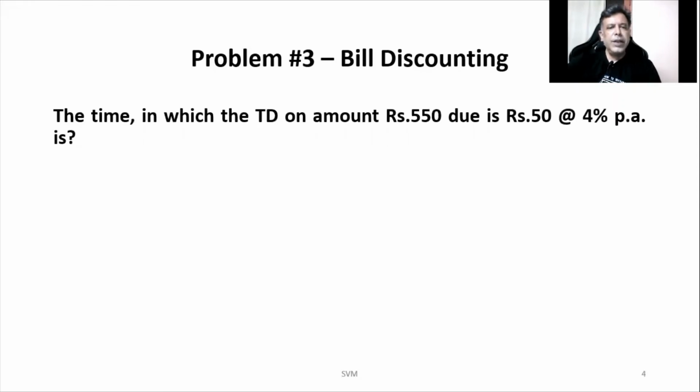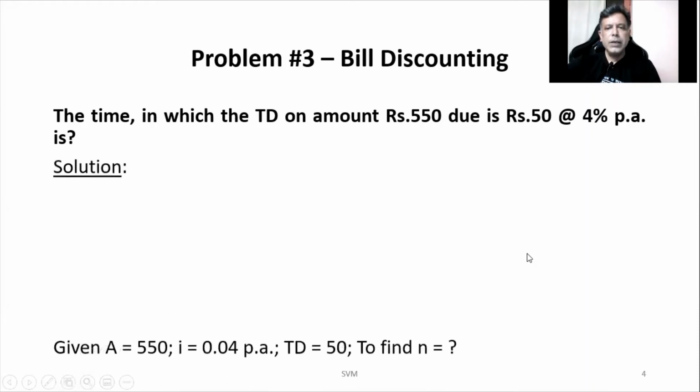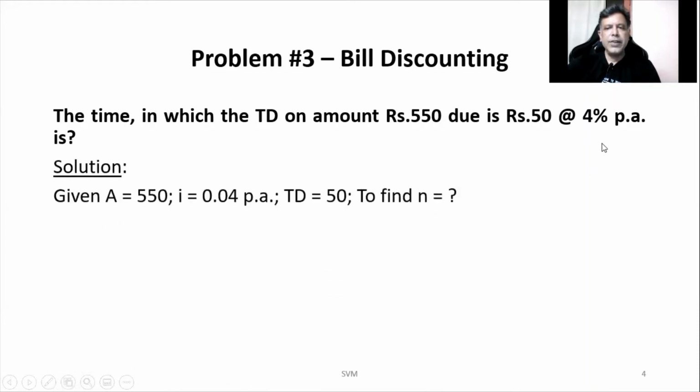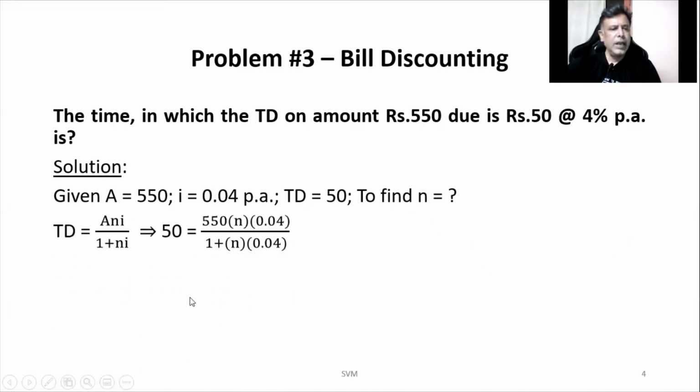The time in which the true discount on amount rupees 550 is rupees 50 at 4% per annum is what? That means we are supposed to find out the time period. Amount is 550 given, and true discount is given as 50, and interest rate is given as 0.04. So that is what is written. We are supposed to find out the value of n. Again, using the same formula of true discount, we know true discount is given as 50 and the amount is given as 550, and we need to find out the period, which is n. We are substituting the rest of the values.